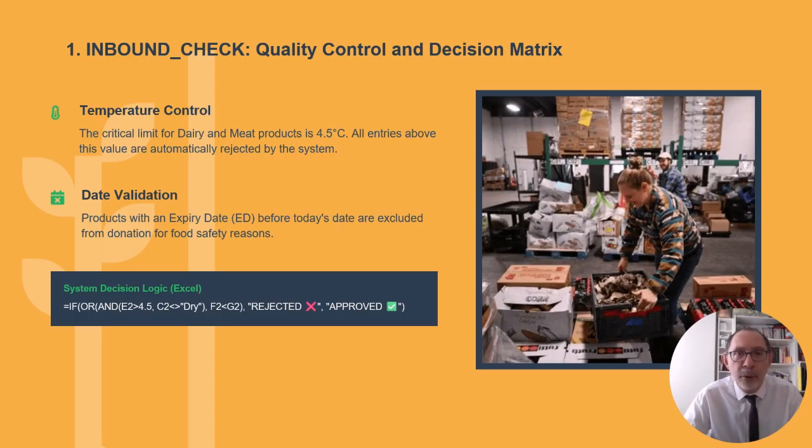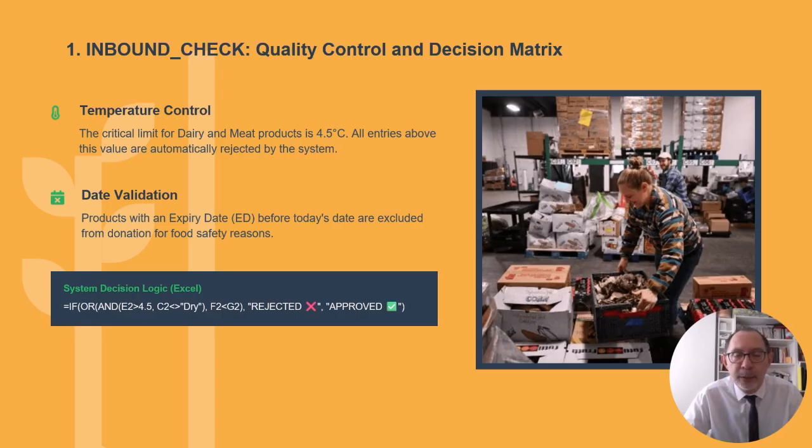If meat or dairy products exceed 4.5 degrees Celsius, the system rejects the pallet immediately due to cold chain failure. Second, date validation. Any product past its expiry date is also instantly rejected. This automated decision matrix removes human error and ensures that only safe, high-quality food moves forward in the recovery process.